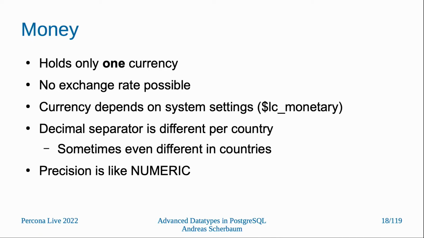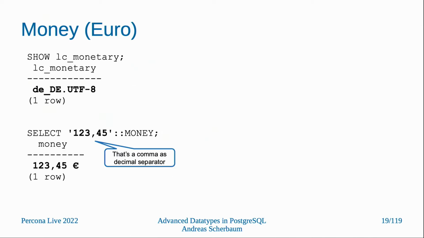This decimal separator is different for every country. So if you use dollars and euros, they have different decimal separators. If you define them wrong, you get different values in your database. Under the hood, money is just like a numeric data type. So every time someone tells you to use money, just use numeric.